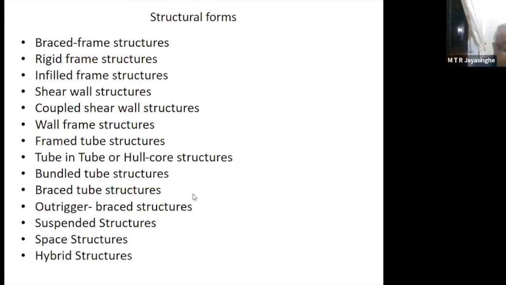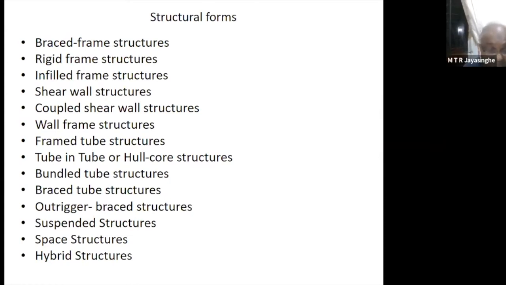In addition to tubes, you get bracing, outrigger braced structures. That is, combining the outer skin and the inner columns by using large internal beams. And then you make it even stronger by running a deep beam on the outer periphery of the structure. Then you call it outrigger braced structures.